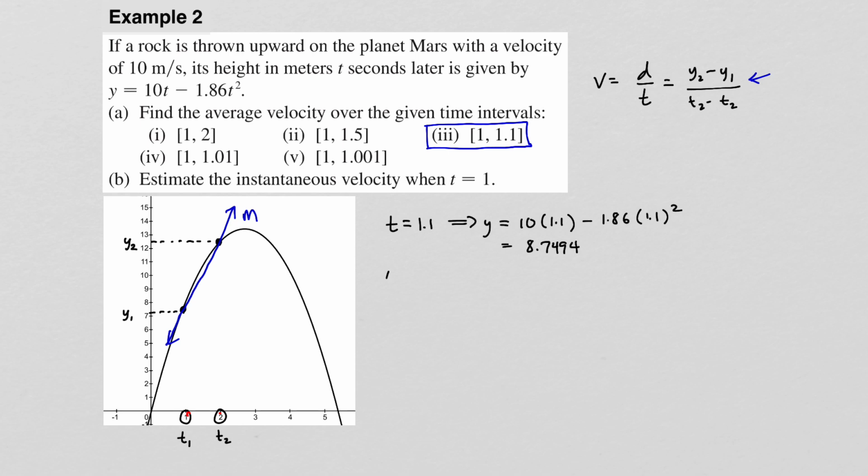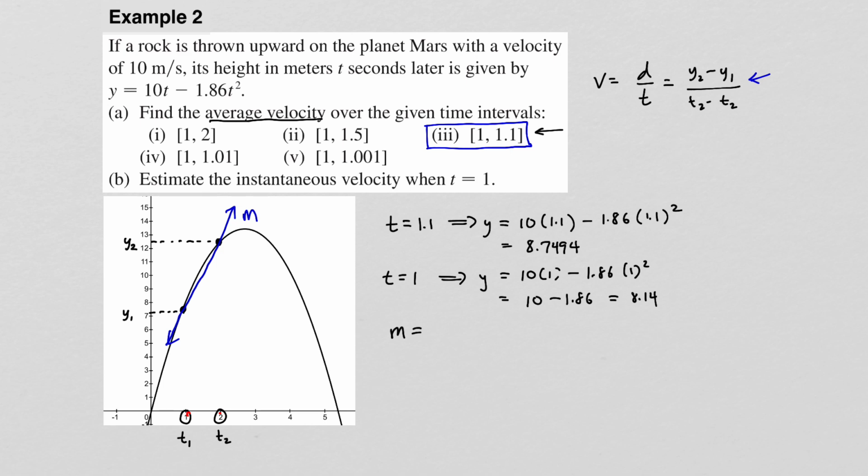Now, when t equals 1, this y-coordinate is much easier to compute. y is going to be 10 times 1 minus 1.86 times 1 squared. And this is just 10 minus 1.86. And this is 8.14.